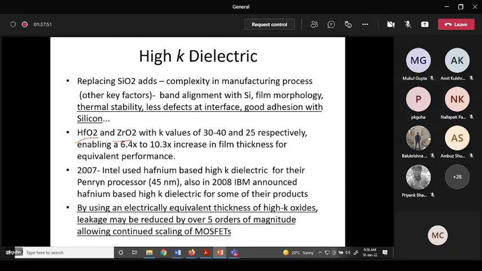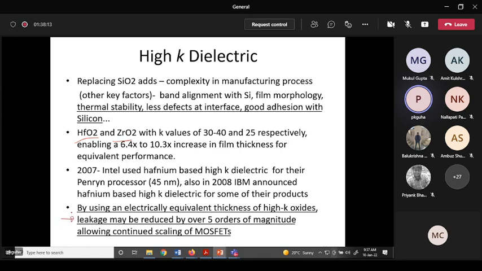Okay, this is some old data from 2007, 2008. IBM published that by changing SiO2 with a different high K material, leakage may be reduced by 5 orders of magnitude.